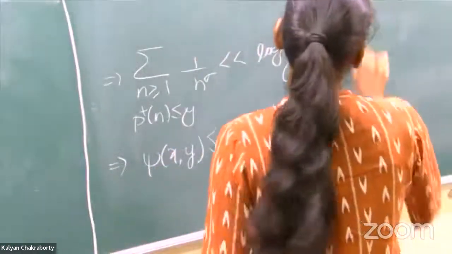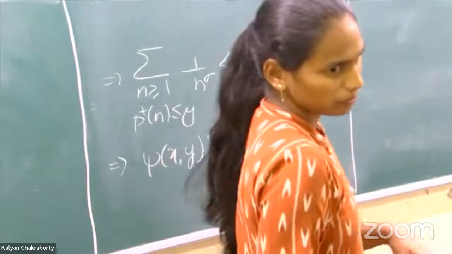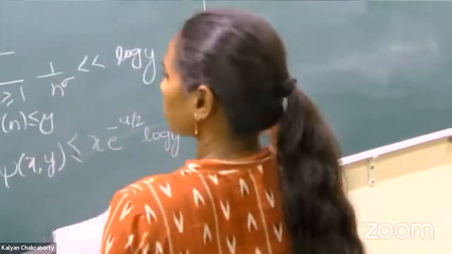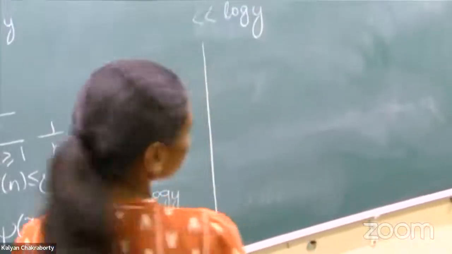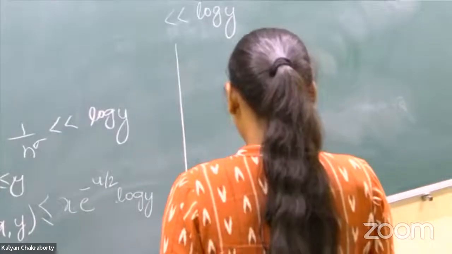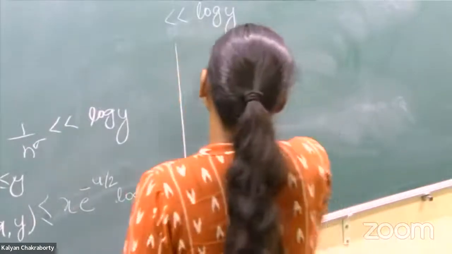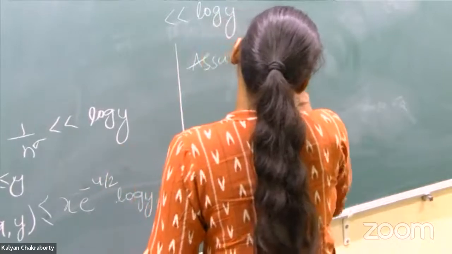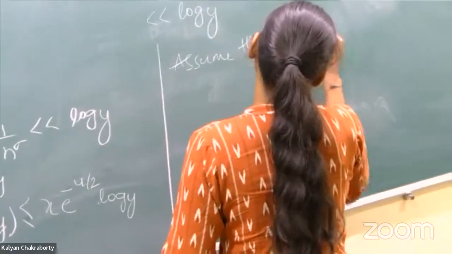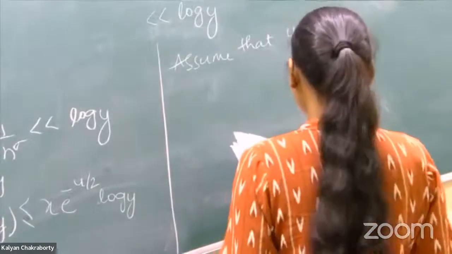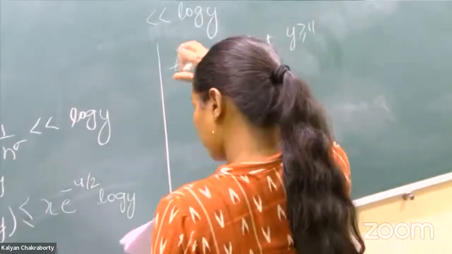After that, Tenenbaum proved it with a slightly different argument, without the logarithm: psi of x comma y is less than or equal to x to the power minus 2 by 2. But this holds when pi is greater than 11. If pi is less than 7, what will be happening?